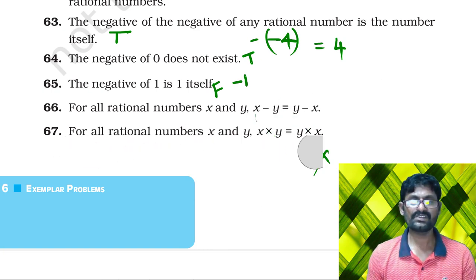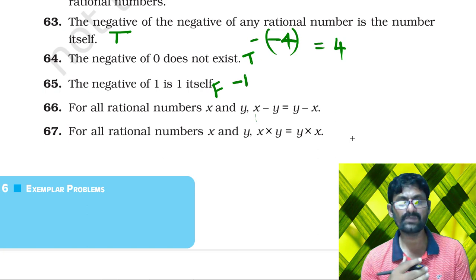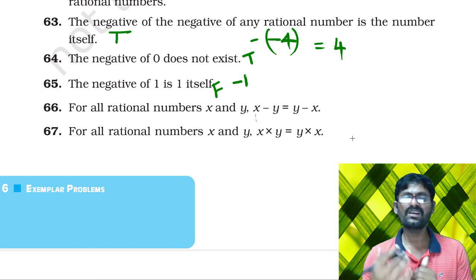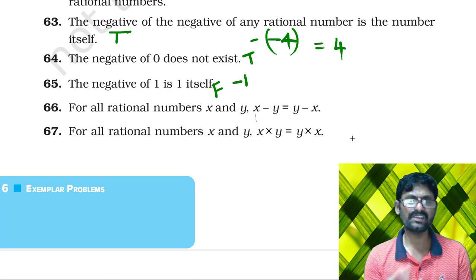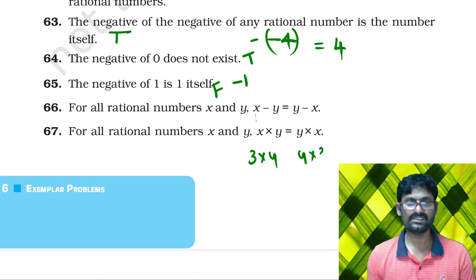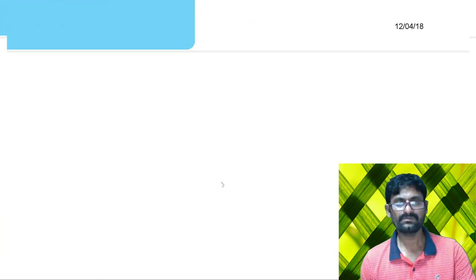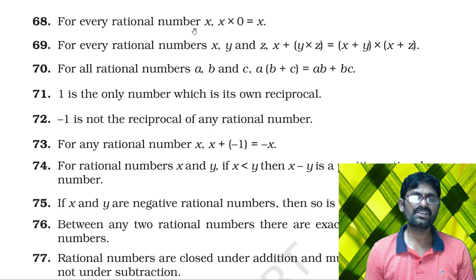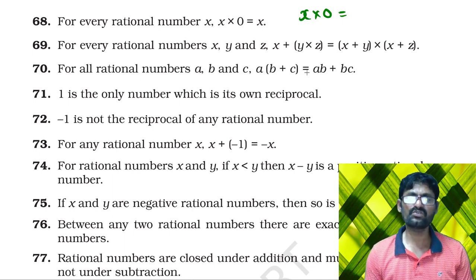Now let's go to 67th problem. For all rational numbers x and y, x into y equal to y into x. Yes, this is correct. If you multiply any two rational numbers, order does not matter. You can multiply in any order. Suppose you take 3 times 4, 3 times 4 is equal to 4 times 3. So this is a true statement. Let us go to the next problem. 68th problem. For every rational number x, x times 0 equal to x. If you multiply any rational number with 0, you will get 0 actually, not x. So this is a false statement.